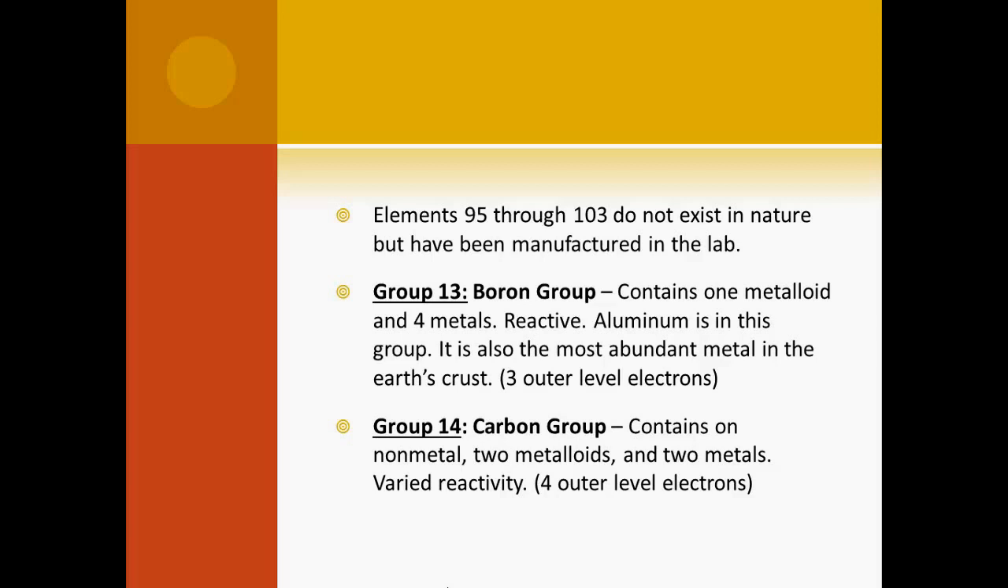because boron is the top element in that column. This contains 1 metalloid and 4 metals. These are pretty reactive. Aluminum is also in this group. It is also the most abundant metal in the Earth's crust, and these have 3 valence electrons.